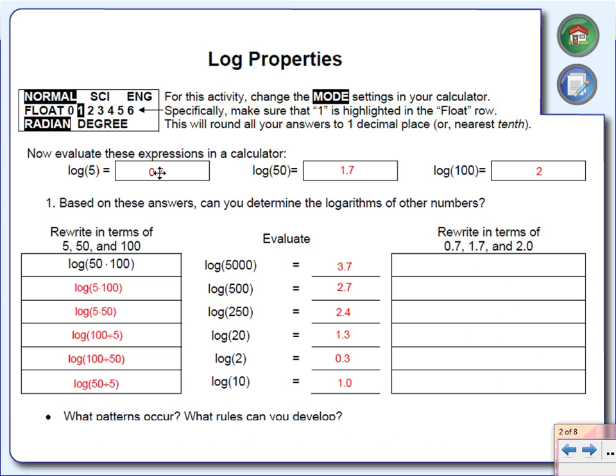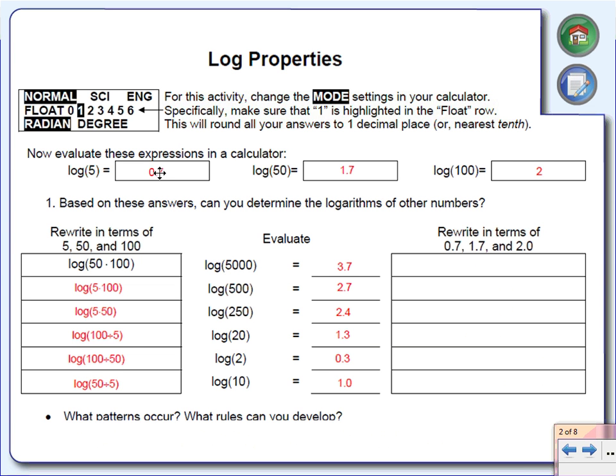All right, so let's take a look at this another way. Over here on the right, they want us to rewrite it in terms of the 0.7, the 1.7, and the 2. Those are the three numbers that we got up here earlier. Remember, we said the log of 5 is 0.7. We said the log of 50 was 1.7. And we also said the log of 100 was 2. So these are the three numbers they're referring to.